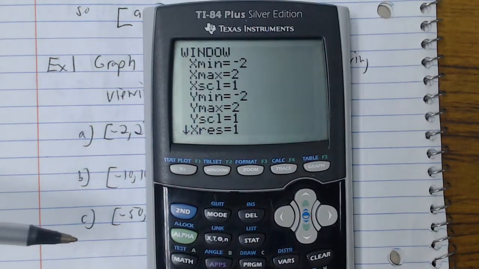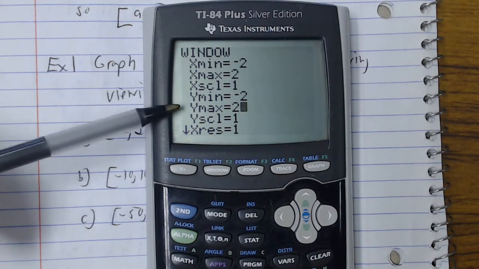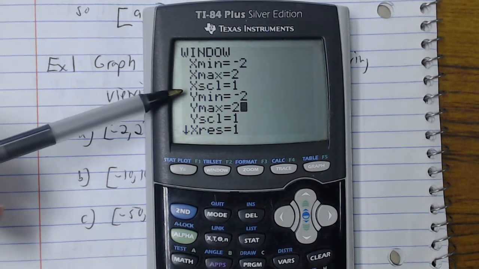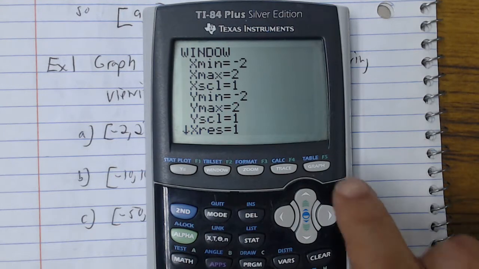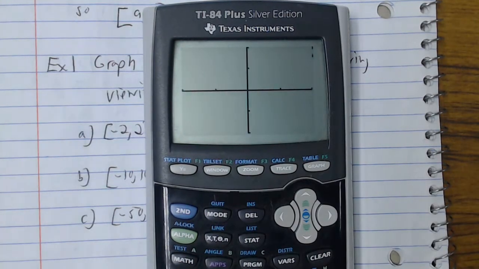Once we've done this, don't worry about the x scale. That just tells you how much each hash counts as. So 1 is fine. Once you get that, you press graph, and your graph will pop up shortly. Now, actually notice what happened here. The graph is actually missing.